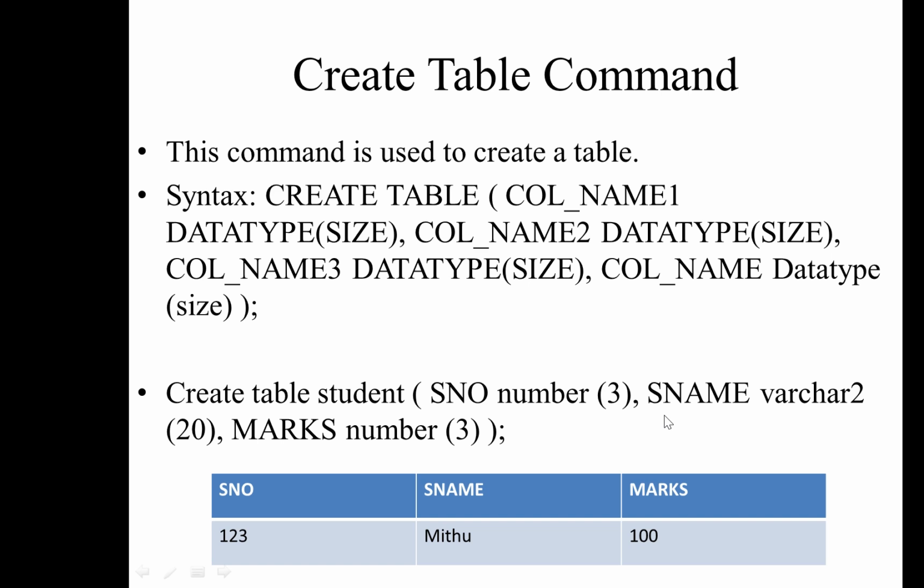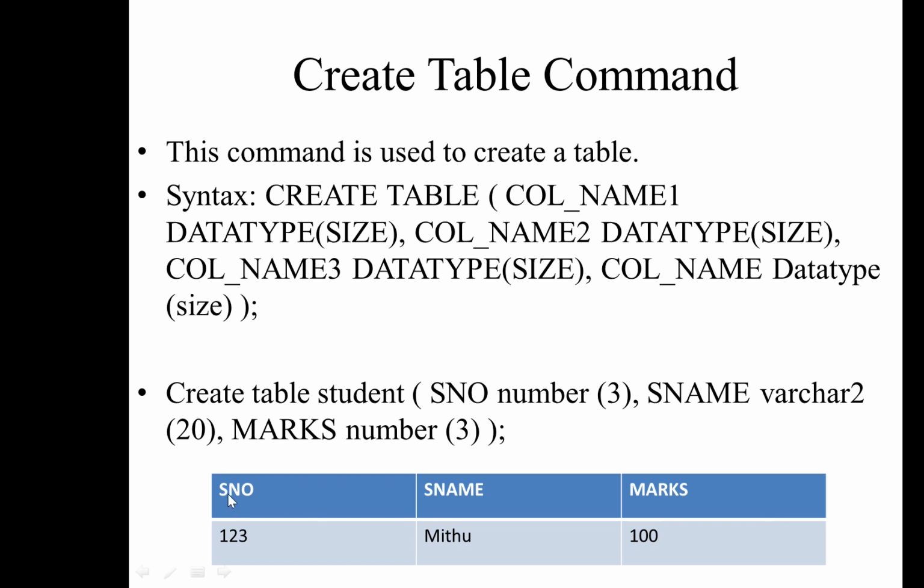And then comma, marks, number. So the marks should follow the number data type, and the size is 3 characters, and then the closing parenthesis. At the end of this syntax we just have to mention the semicolon. After creating this table, we press the enter key, and then we get this table.